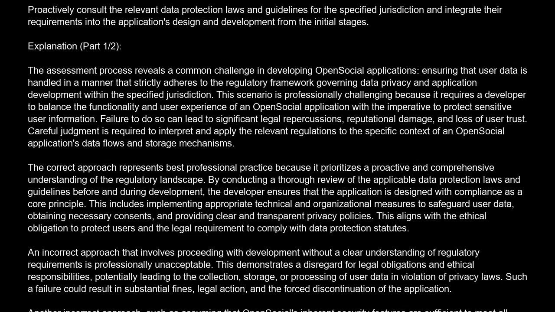The correct answer is C. Proactively consult the relevant data protection laws and guidelines for the specified jurisdiction and integrate their requirements into the application's design and development from the initial stages.